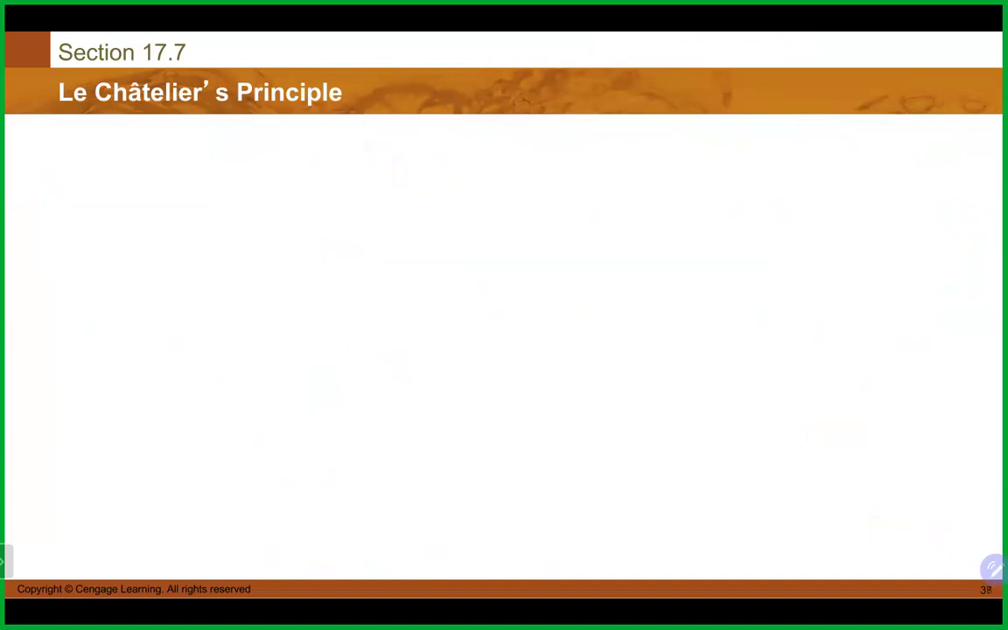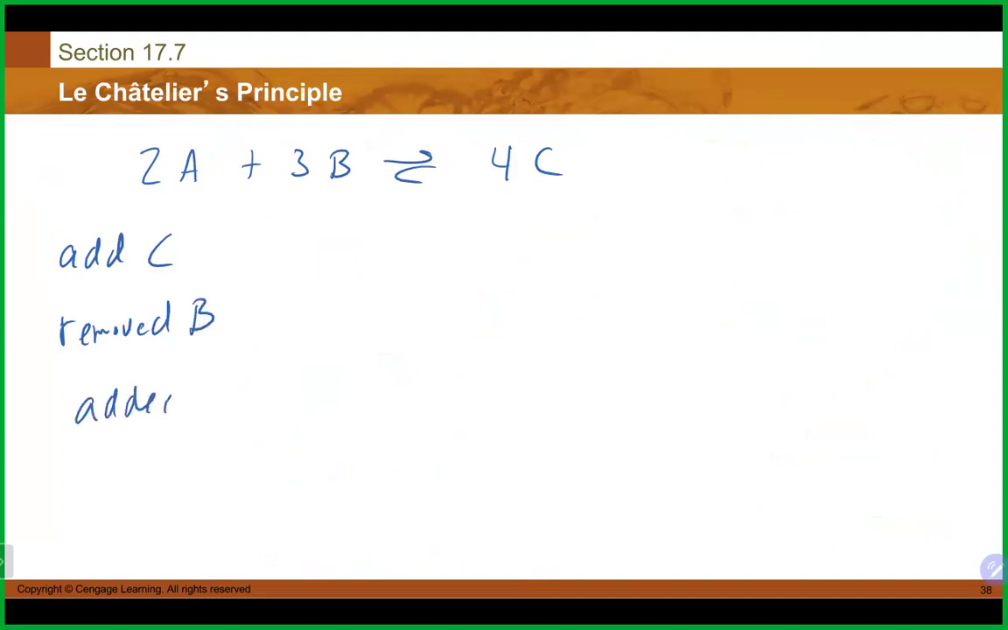All right, so let's take a look here. So let's say we had 2A plus 3B goes to 4C. Let's say I added C, I removed B, I added A, I removed C. What will happen in each of these cases? Will it shift to the right? Will it shift to the left? Or will there be no change? So take a moment and decide.